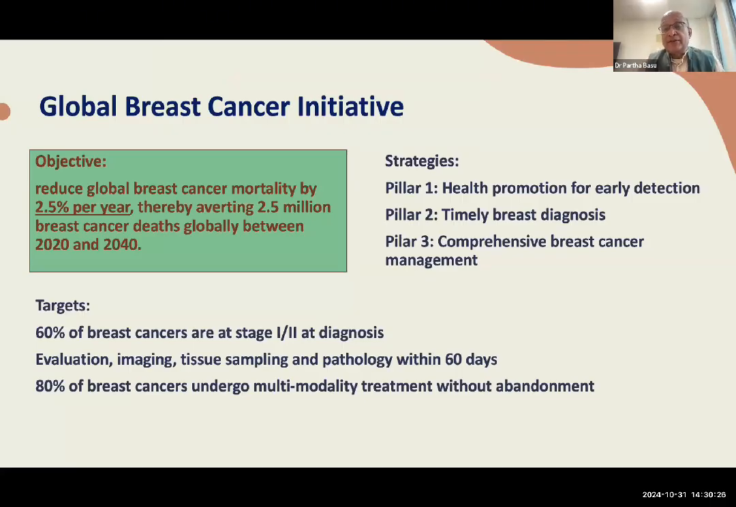So strategically, we need to think about three things. First is health promotion for early detection. That will be my focus topic. Secondly, there has to be timely breast diagnosis. And third, comprehensive breast cancer management.